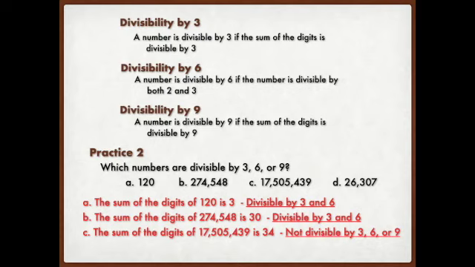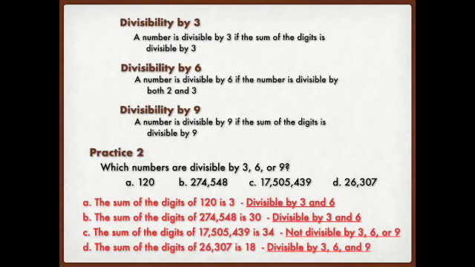Let's look at letter C. 17,505,439. If I add up those numbers, that gives me 39. So none of those numbers, 3, 6, and 9, will go into 39. Now let's try 26,307. Okay, if I add up those numbers, it gives me 18. So 3 and 9 can go into 18, but I'm not going to do the sum for 6. For 6, I'm going to see, can 2 times a number go into 18? Yes, 2 times 9. And then can 3 go into 18? Yes, 3 times 6.